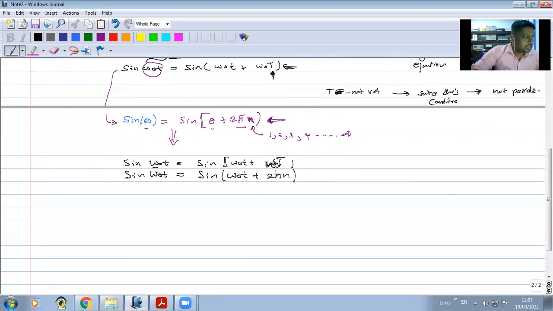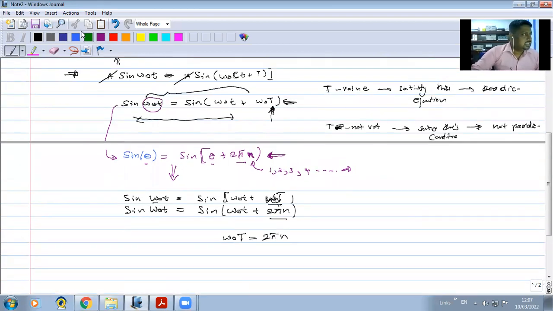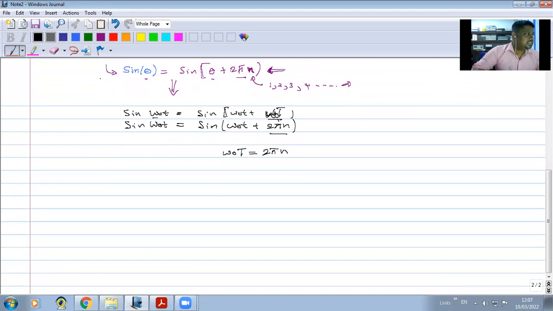So you can see that these two terms are identical, no? So we can see that the T value can be there. Okay, so if omega naught T is equal to 2 pi n, this condition is satisfied, no? So we can find the T value from this. So this condition is satisfied, so we can say that it is a periodic signal. So what is the value for T? Okay, so we can see that omega naught T is equal to 2 pi n.